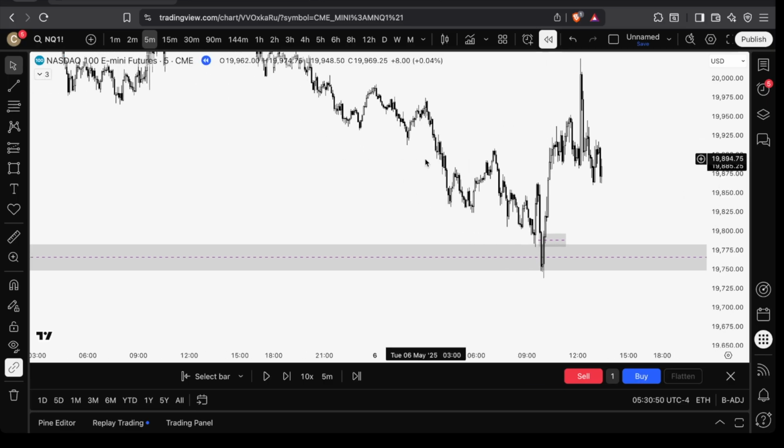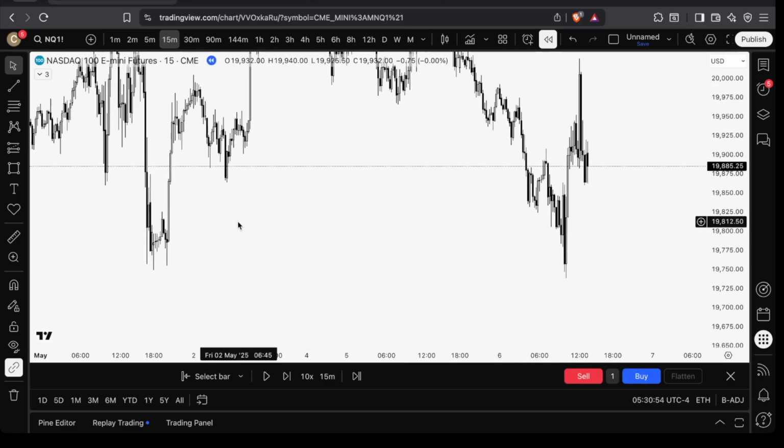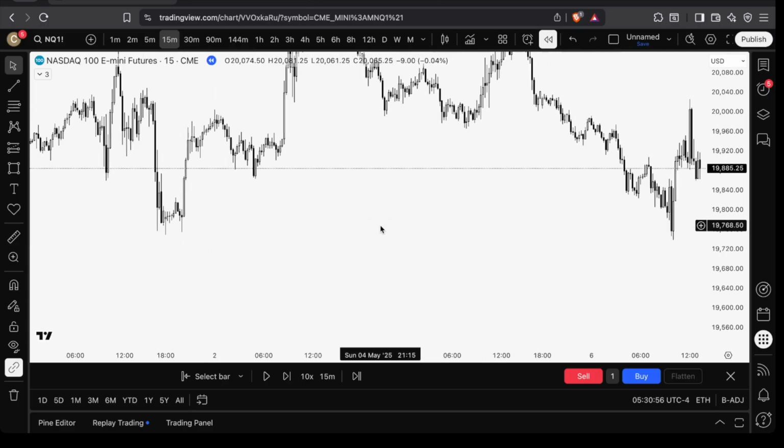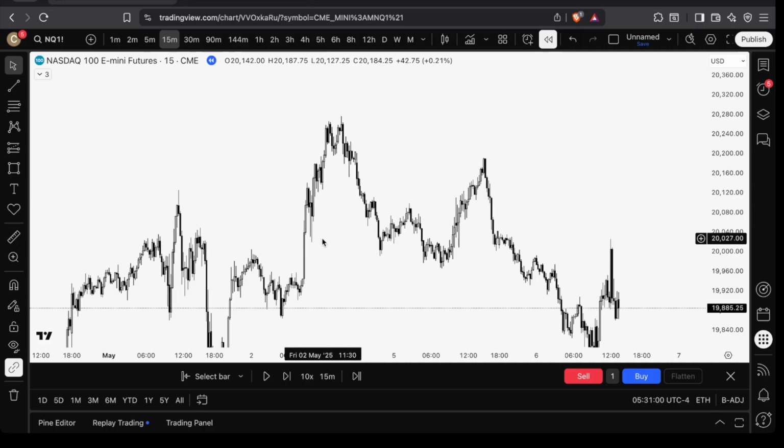You can go and test it out, and maybe you can find a model just from these wicks, right? On the 50% consequent encroachment.